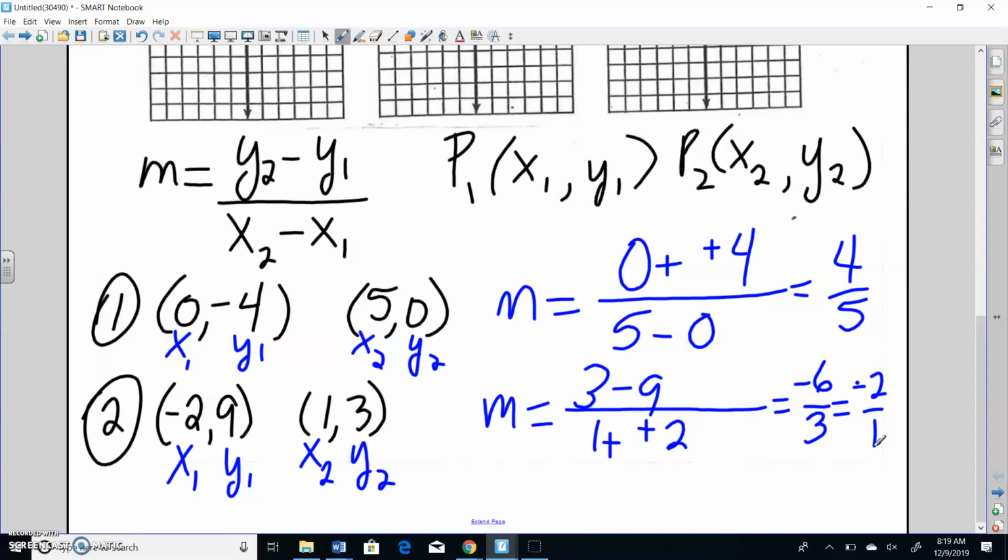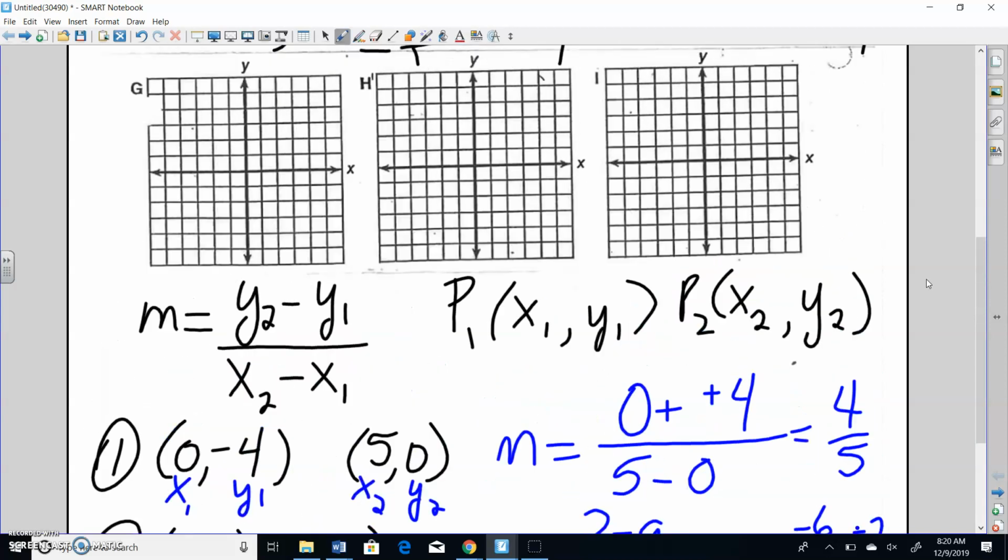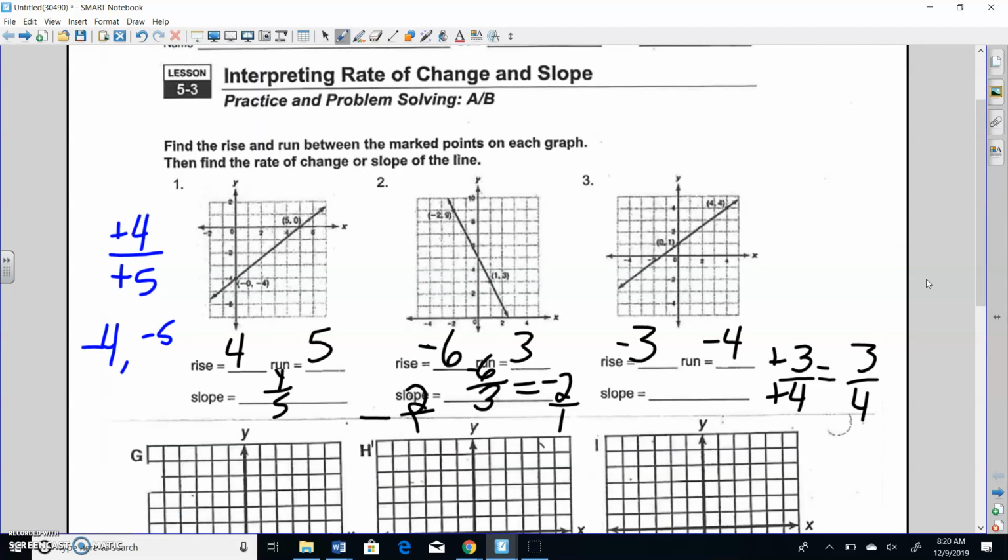Now, something that you can do to check your work is if you're given the graph of a line and you're trying to find the slope, if you read the graph as you go left to right and the graph moves up, that means your slope is positive. So did we get a positive slope here? Yep. If you move left to right and your graph goes down, then your slope is negative, and that's what we got here. And so then on number 3, the graph goes up from left to right. That means it's got a positive slope, and that's what we came up with here.